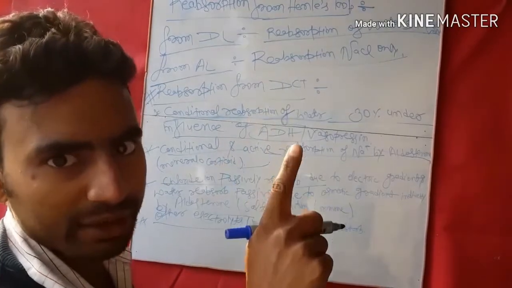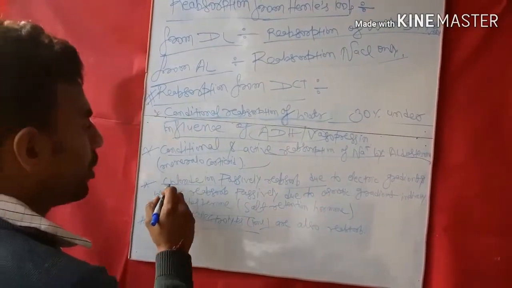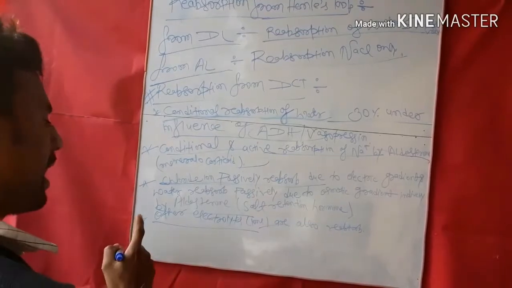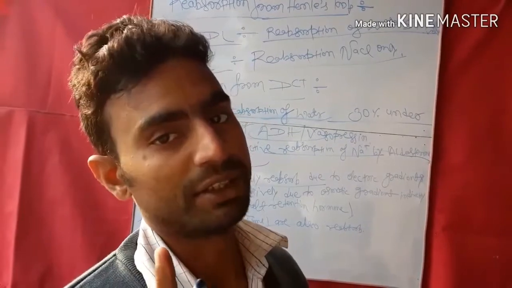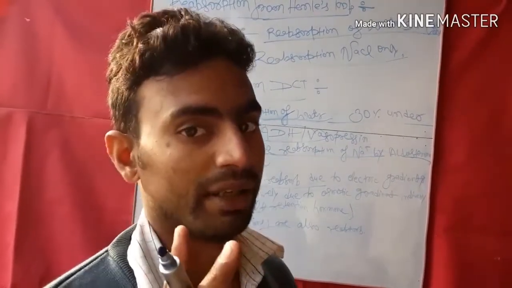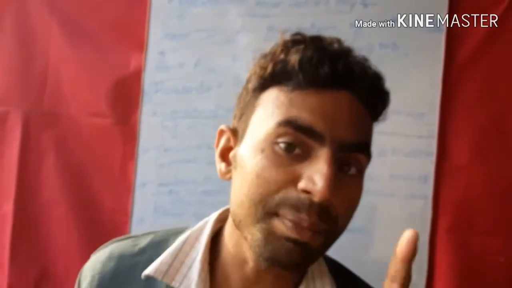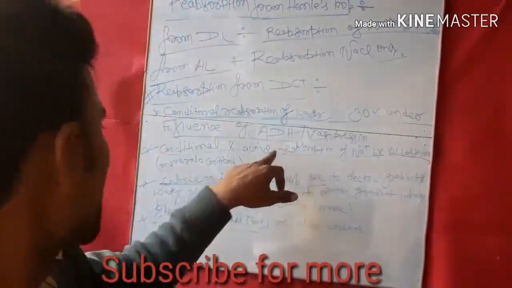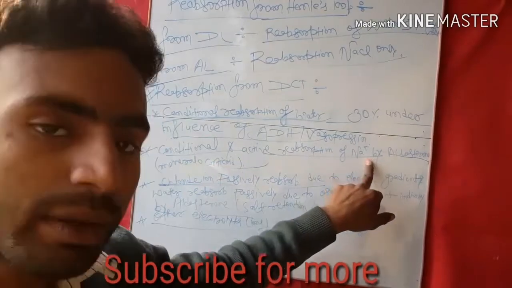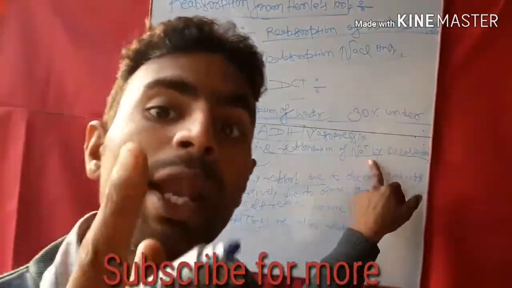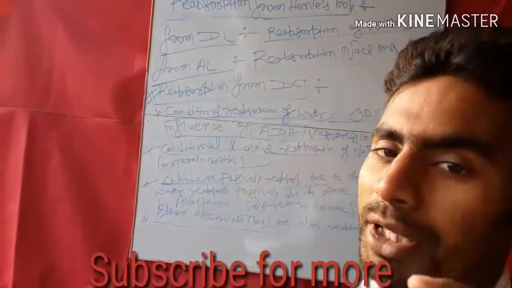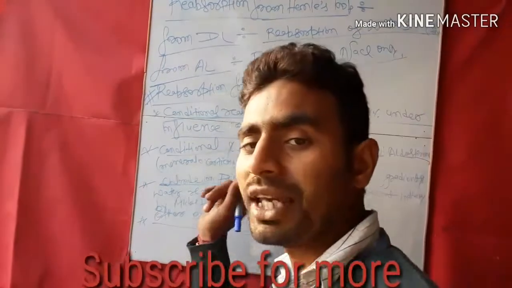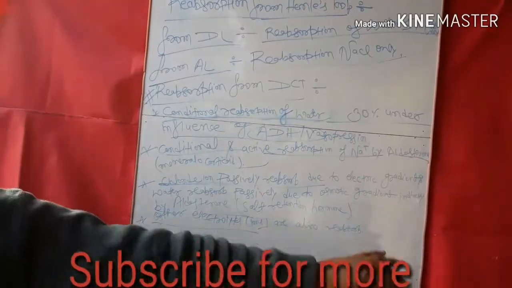Active reabsorption of sodium ion is also conditional. Water, sodium ion, third chloride ion, and fourth, other ions also. But the condition is available: water reabsorption will happen if ADH secretion happens. Sodium reabsorption will happen when aldosterone secretion happens. If aldosterone is present, then sodium ion reabsorption will happen.